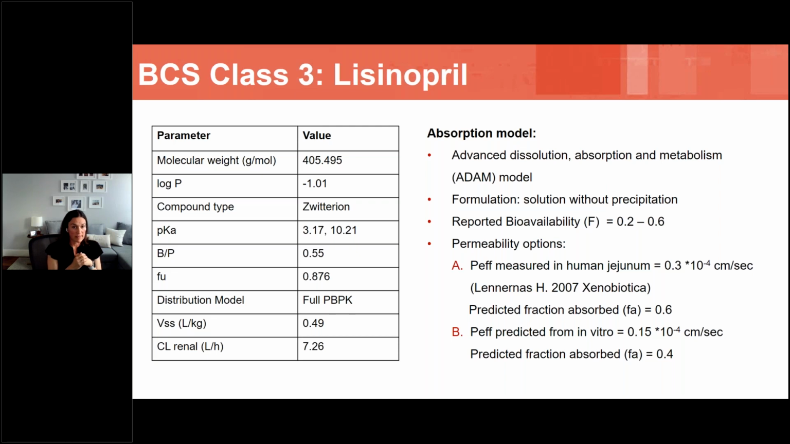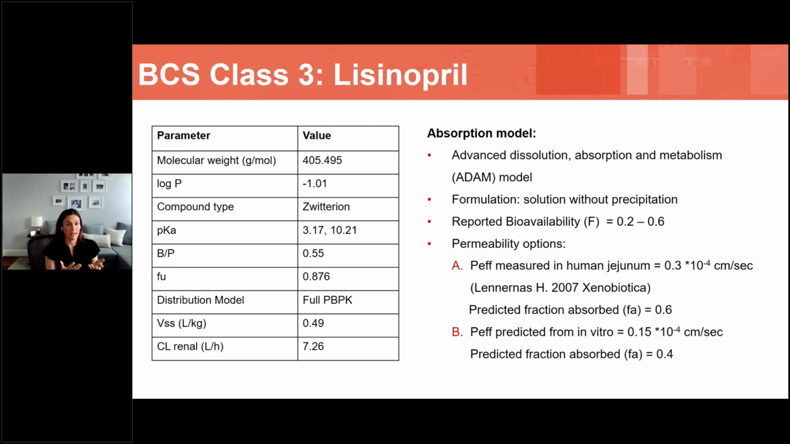The reported bioavailabilities range between 0.2 and 0.6 in the literature. And we also had two options for permeability. We had a reported permeability by Hans Lennernäs, and this is a Peff permeability measured in the human jejunum, and I believe this was with the Loc-I-Gut. And this permeability predicted a fraction absorbed of 0.6. We also had an in vitro in-house measured permeability that would predict a human Peff of 0.15 times 10 to the minus 4 centimeters per second.